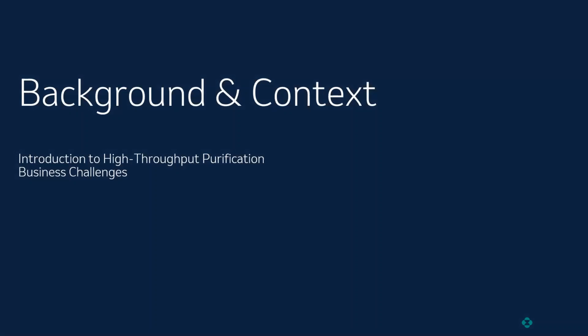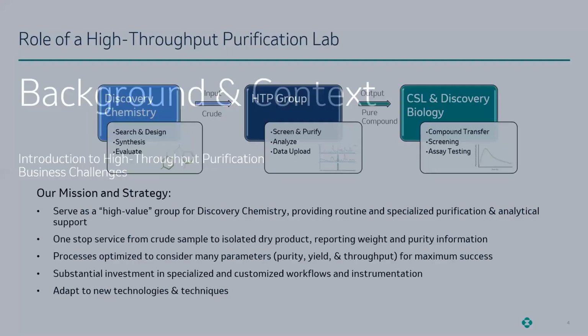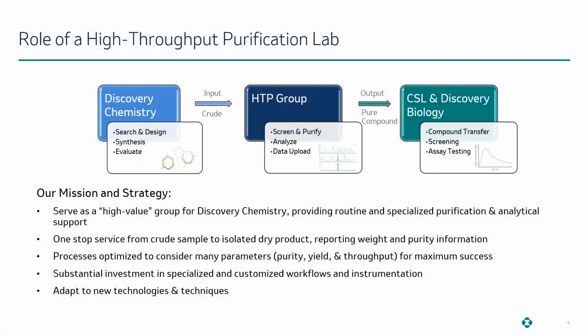So for background and context, for those in attendance unfamiliar with the role of a high throughput purification lab, groups such as ours really exist to eliminate the purification bottleneck by processing crude reaction mixtures submitted from discovery chemistry. So the end result is pure compounds delivered directly to discovery biology or a compound submission lab for shipment to other sites for activity screening.